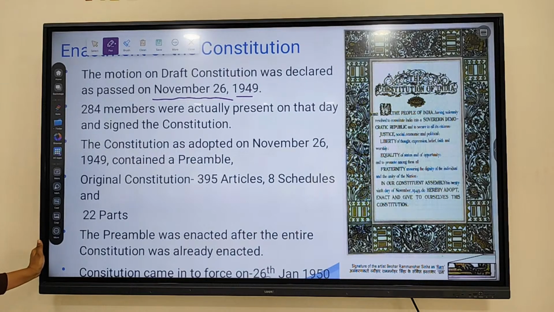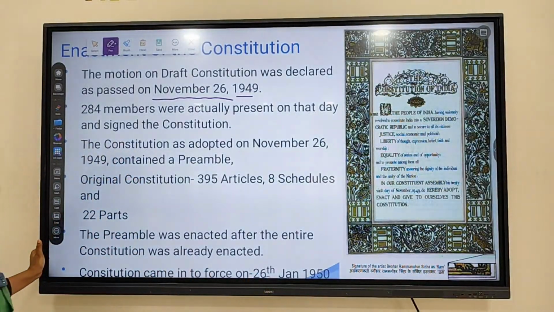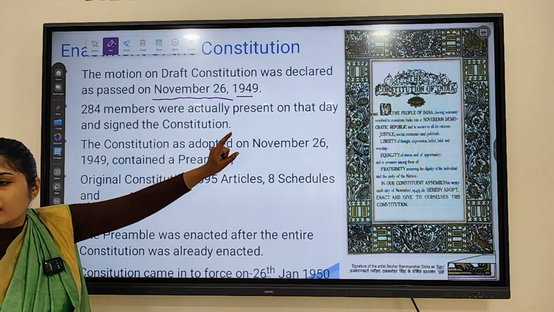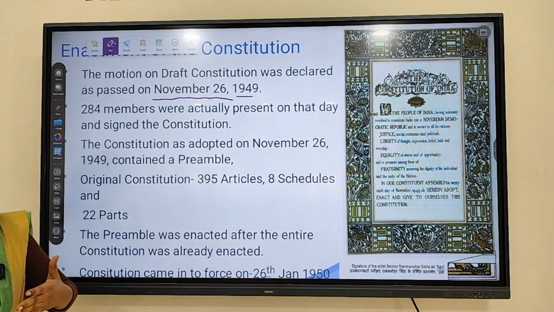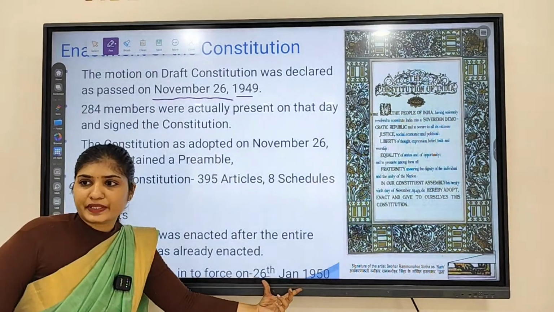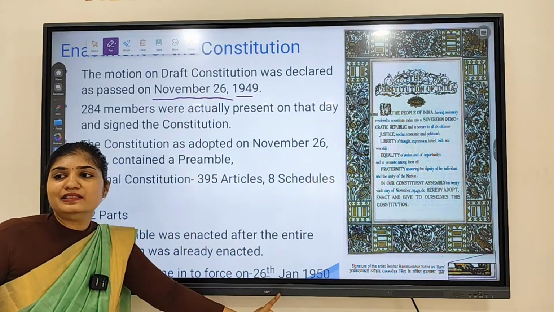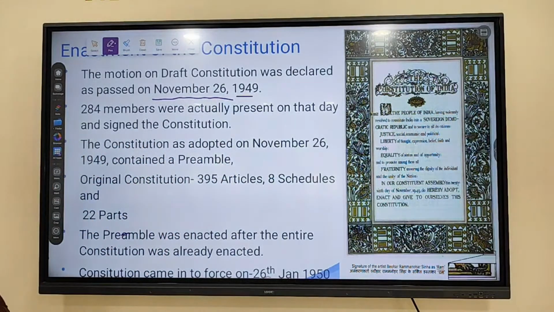But it came into the force on which day? January 26, 1950. Totally, it was got ready on which day? November 26, 1949. It has to come into force, the Constitution. That came into force on this day. They waited from this month to till this month because of the Swaraj that was been declared by Jawaharlal Nehru in the Lahore session. Okay.